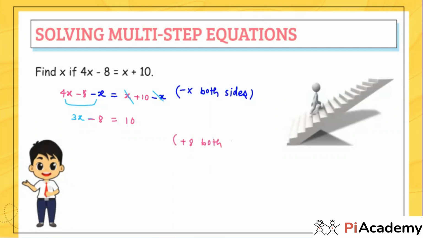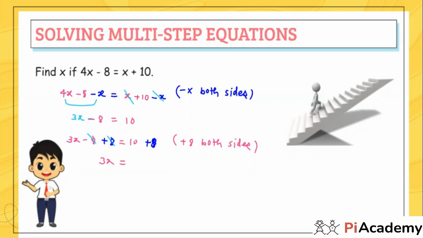Clear? So if you do these steps, I write whatever I have in pink, and whatever I am adding in blue, like this term, plus 8 on both sides, and this is what I have initially. Now this and this will be cancelled, because minus 8 plus 8 is 0. So I'm left with 3x on the left hand side, and on the right hand side I have 10 plus 8, which is 18.